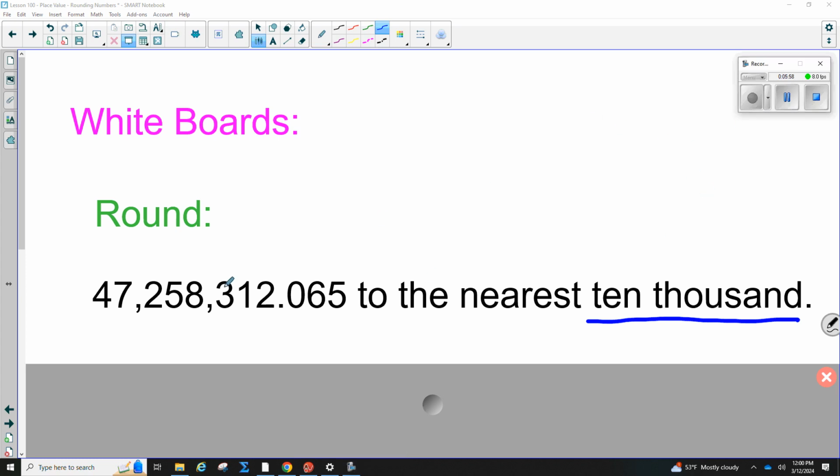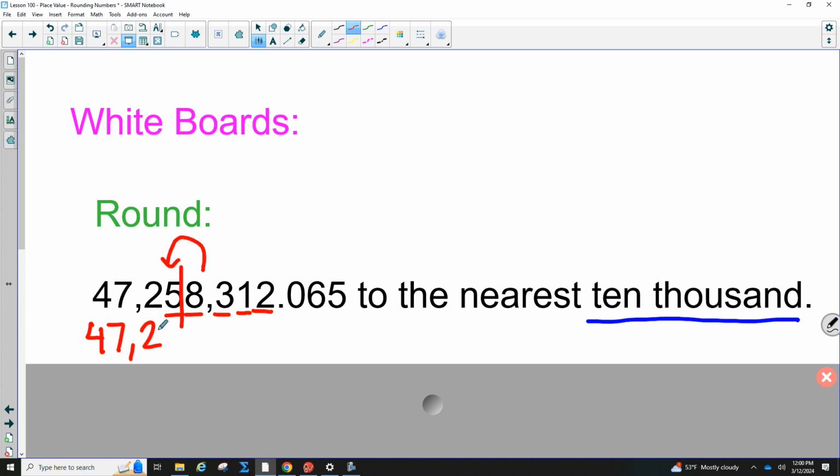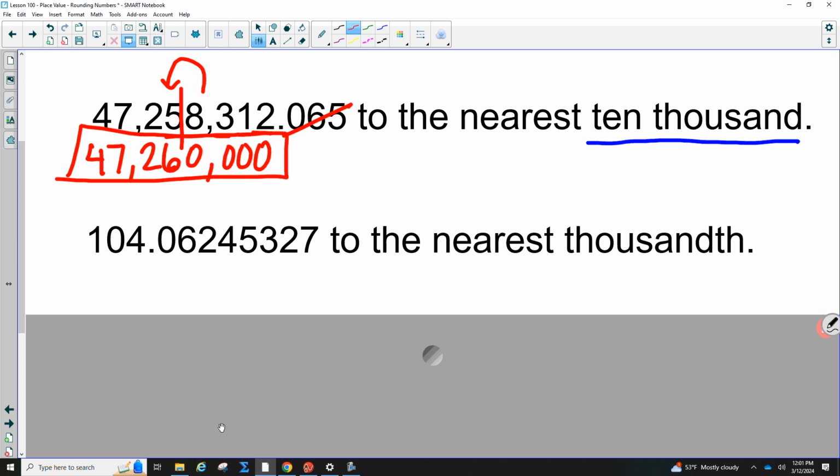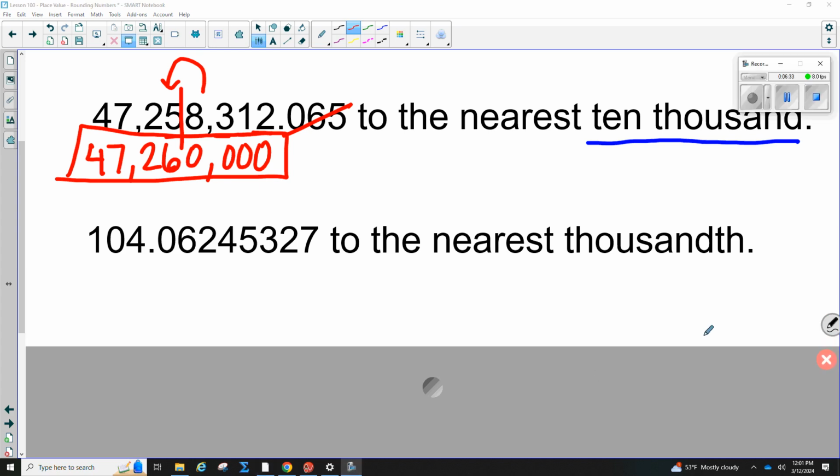Hopefully everyone got a chance to try it. So we have the ones place, the tens place, the hundreds place, thousands place, 10,000s place, and that is where we are rounding it to. So we're going to do 47 million, and this is going to round up to a 6, and everybody else goes to a 0. We don't need anything after the decimal, and please use commas. Make sure if you're not doing commas that you put commas in on your answer. Round to the nearest thousandth. Pause the video and then we'll see if you got it right.